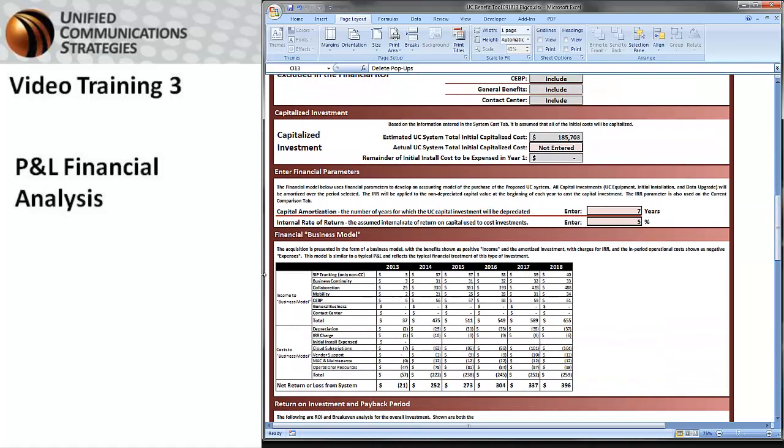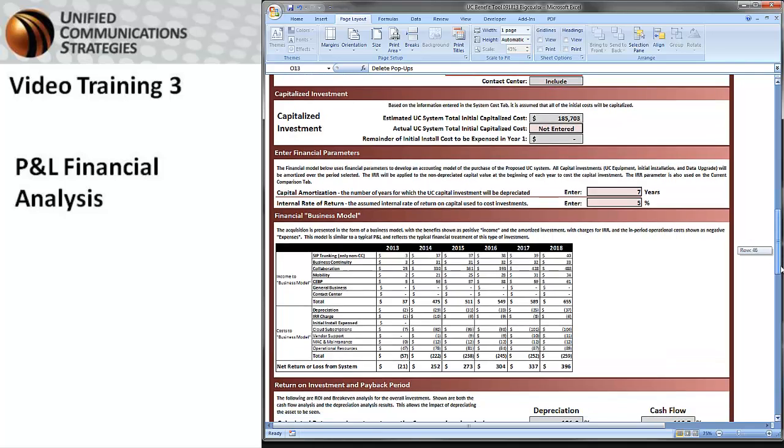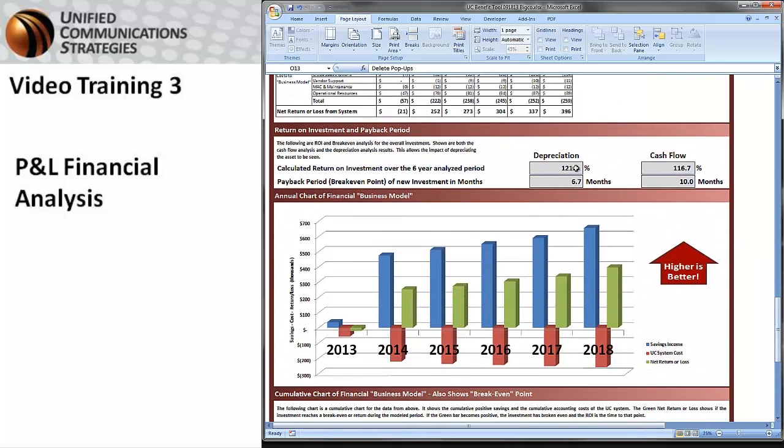What we show then next is the financial business model, which is a P&L model that shows income at the top, essentially from the different benefits, and costs are the cost of operating the system. So what you see here is in the first year, there's actually a $21,000 loss, because again, we're only applying the depreciated value in the first year, but in the second year, we actually have a $252,000 profit from the use of the system. And essentially then that continues down to show you the depreciation and payback period.